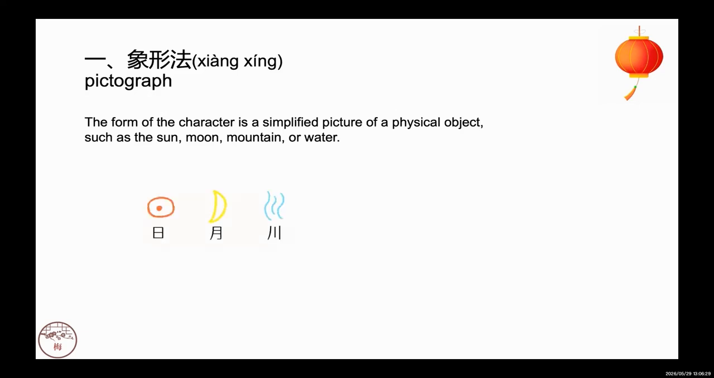Let's take a quiz here. So there are 3 characters here. They all belong to the pictograph method. Can you guess each of them? What is the character here? So this is the circle, right? With the dots inside. This is sun. The second one and the third one, I think it's easy to guess from the shape.